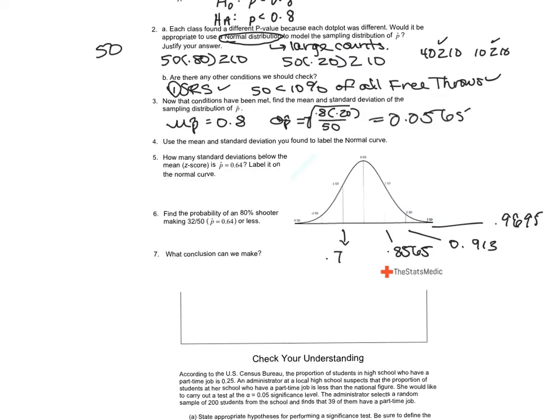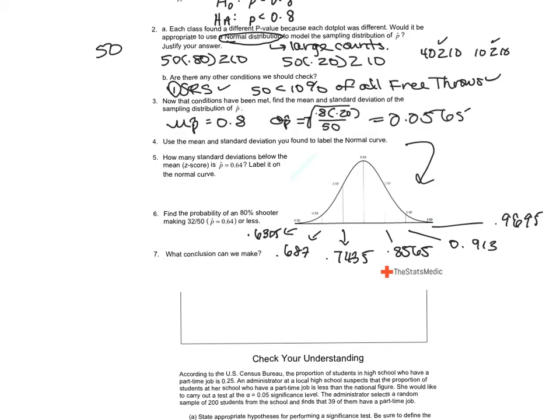So this is 0.7435. This guy is 0.687, and this guy is 0.6305. So remember, 1 standard deviation below the mean is 0.7435, 2 standard deviations below the mean is 0.687, and 3 standard deviations below the mean is 0.6305. Going above, 1 standard deviation above is 0.8565, 2 standard deviations above is 0.913, and 3 standard deviations above is 0.9695.